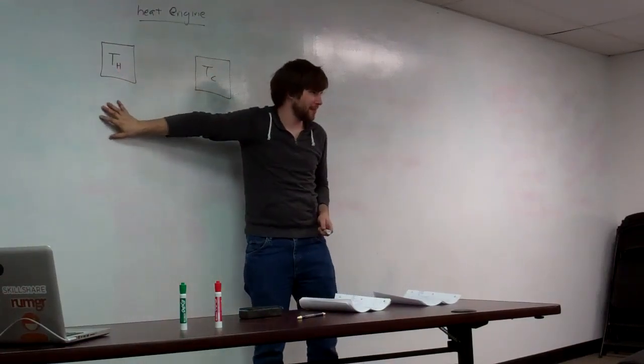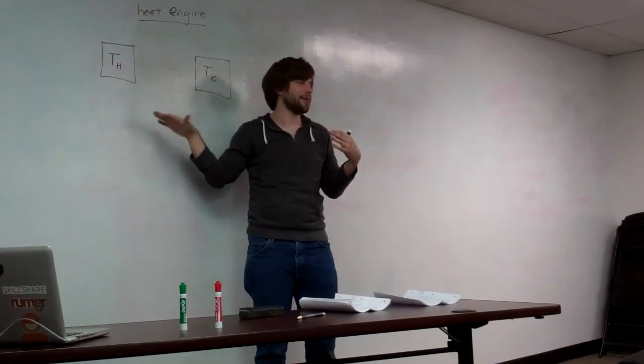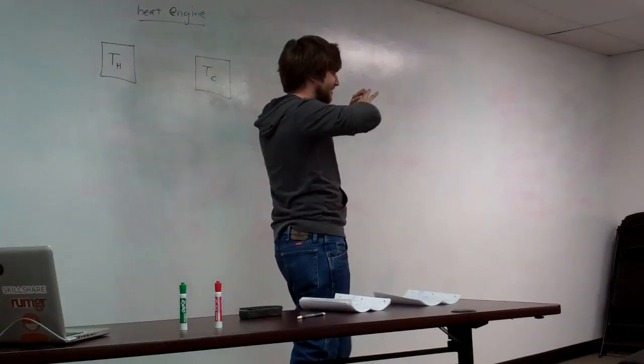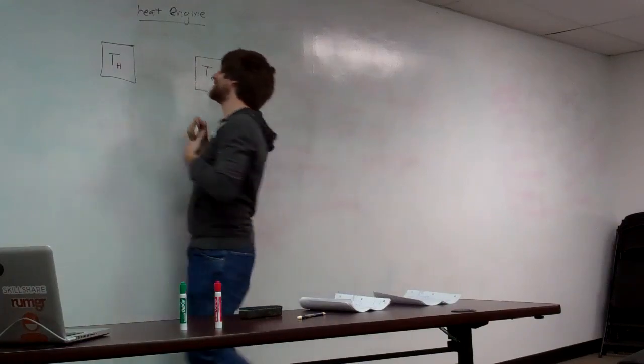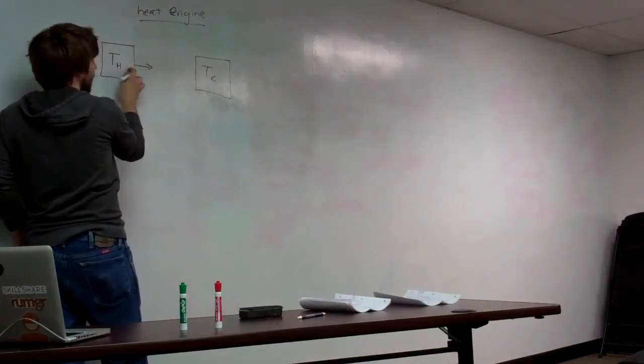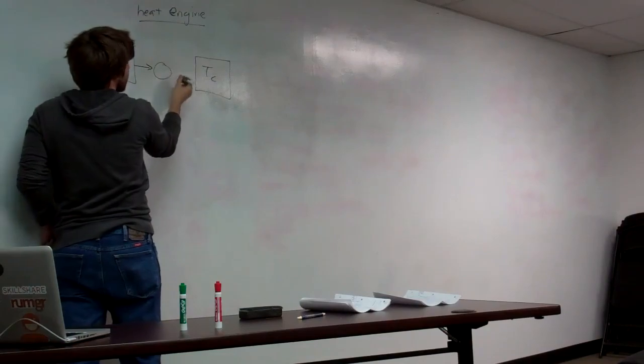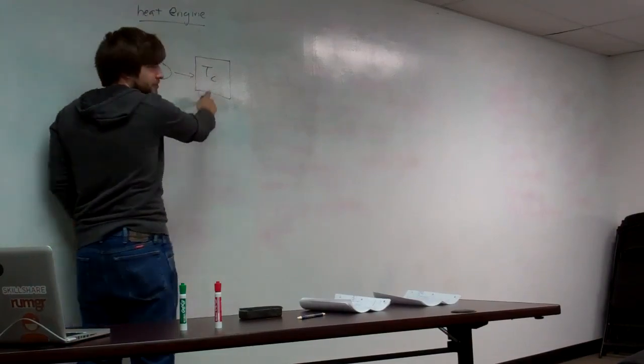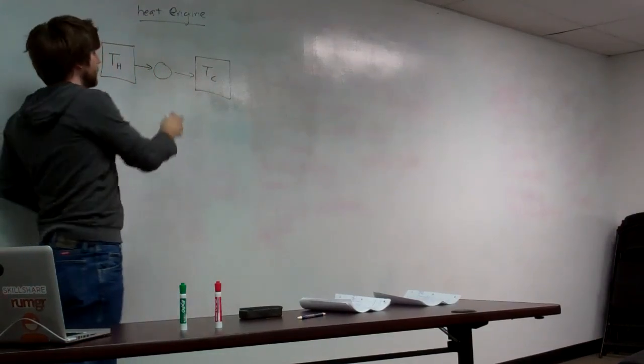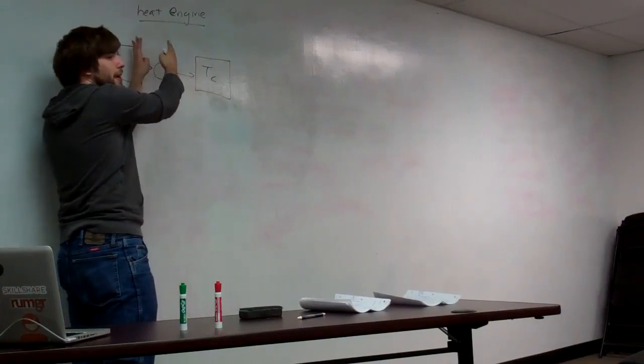So there's two reservoirs, or not even necessarily reservoirs. There are two things. One's hot, one's cold. And there's going to be heat transfer from the hot thing to something else, and there's going to be heat transfer from this thing to the colder thing. These are always going to happen. This has to happen if there's no barrier in between.